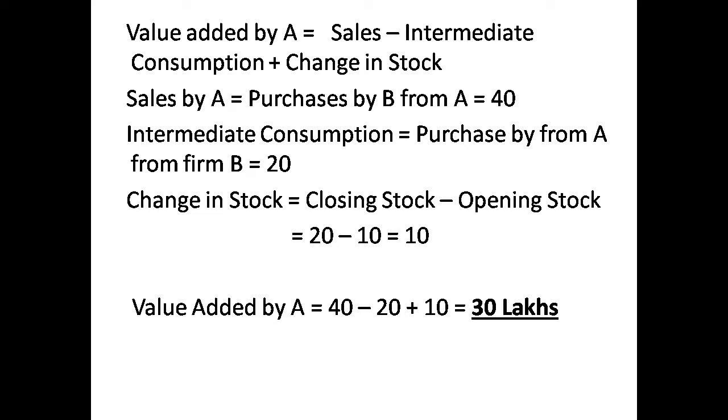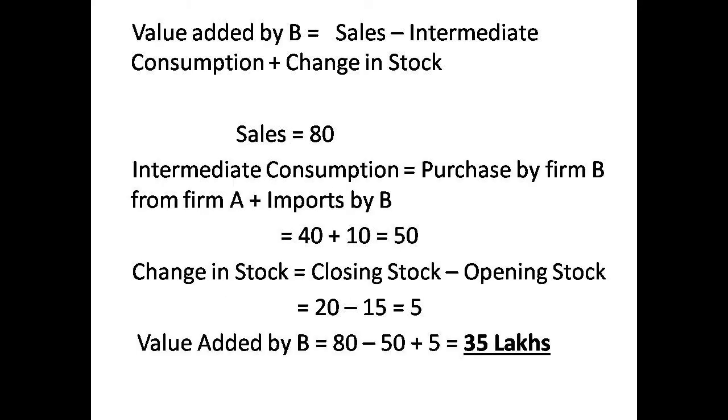Intermediate consumption. Purchase by A from B. That is 20. So, A is buying from B. Value is 20. So, that is actually intermediate consumption. Change in stock is closing stock minus opening stock. 20 minus 10, which is equal to 10. So, value added by A is 40, that is sales, minus 20, that is intermediate consumption, plus 10, that is change in stock. We get 30 lakhs. So, we calculated for A.